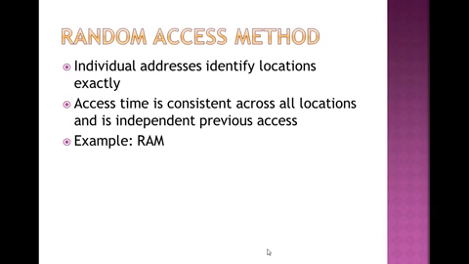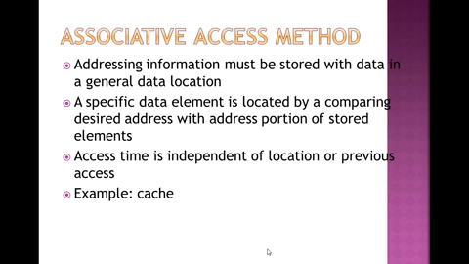Suppose I'm using a disk that has 4 parts. If I fetch the first part, it takes 30 nanoseconds. It is not mandatory that accessing the second part also takes 30 nanoseconds, because every individual part has its own address and does not depend on the previous element or any other part. So access time is independent of the previous access. The best example for random access is RAM, that is, random access memory.